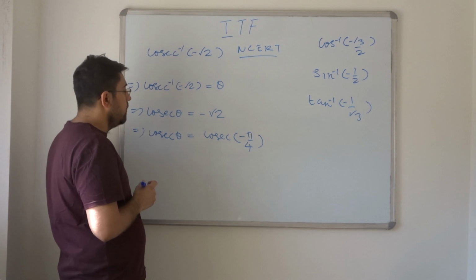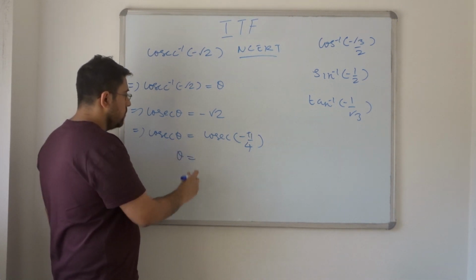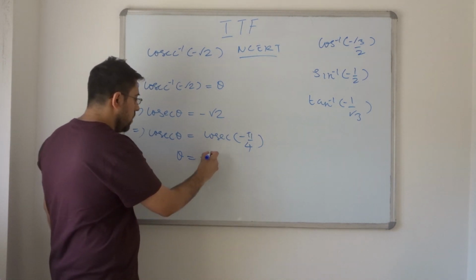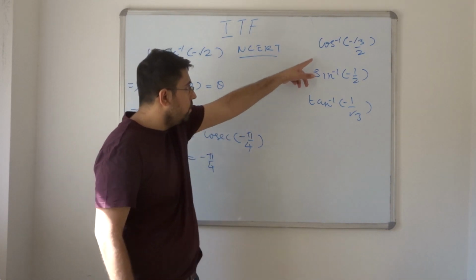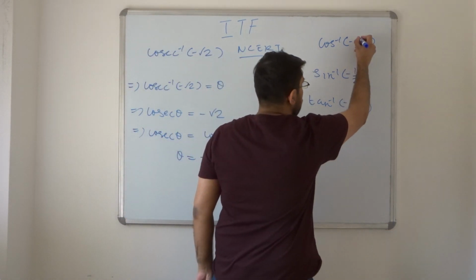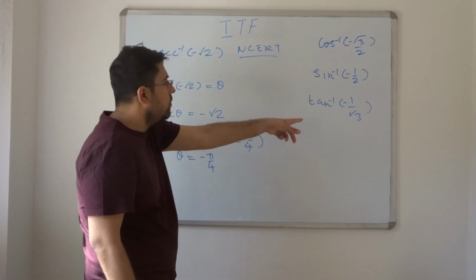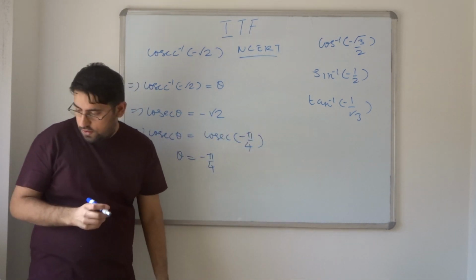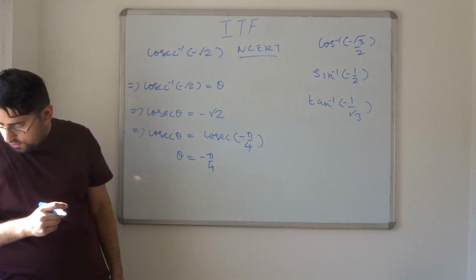Okay? So now what do you do here? Now what do you do here, guys? So guys, this is your answer. Now I want you to try it. So guys, here this is a root, root 3 upon 2. I want you to try all of those.